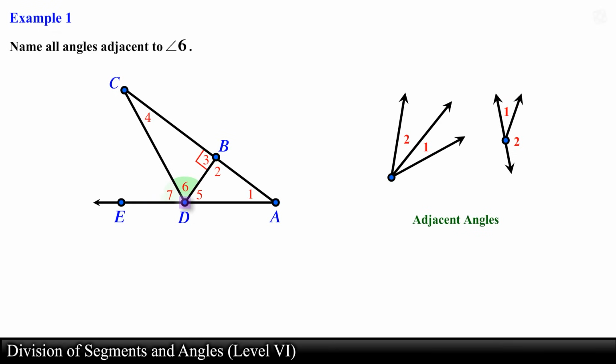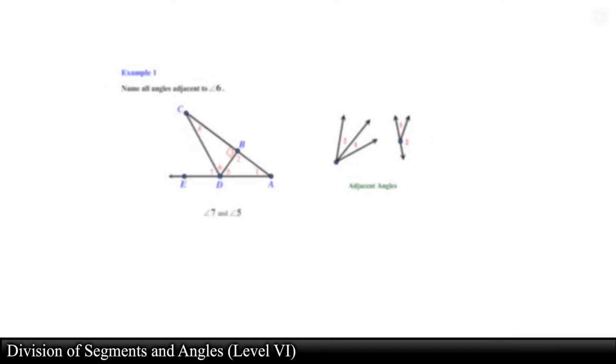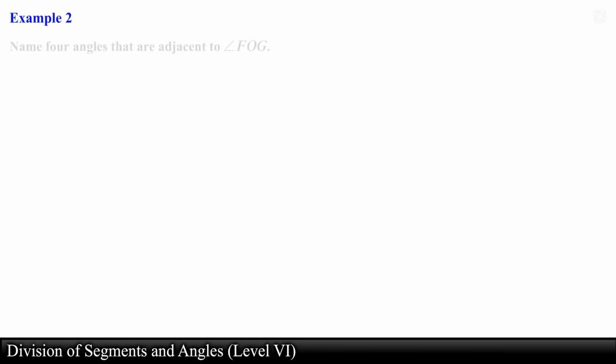In this case, angle 7 and angle 5 fit this description, so angle 7 and angle 5 are adjacent to angle 6, and this is our final answer. Let's take a look at the next example.